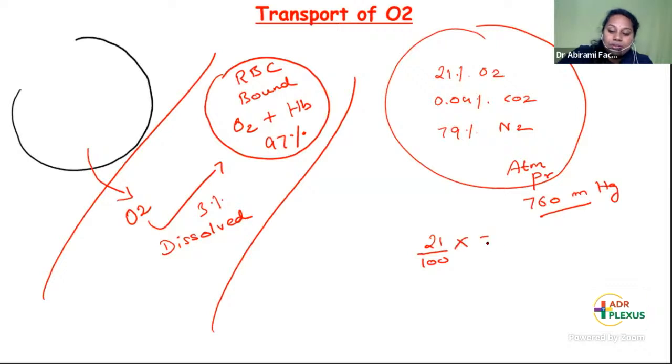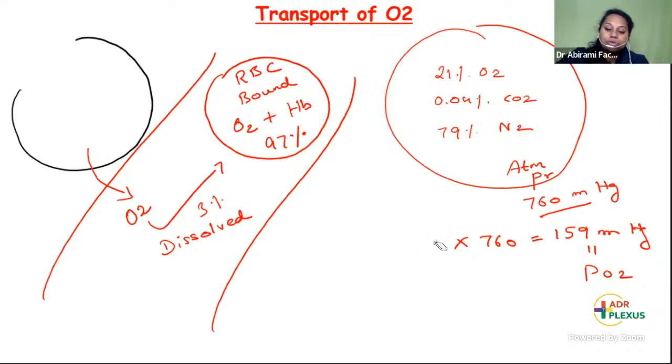21% of 760 is equal to nearly 159 millimeters of mercury. So the partial pressure of oxygen in this atmosphere is, out of the 760, 159 millimeters of mercury contributed by oxygen. That is called its partial pressure. So that's why we use the term P. P means partial pressure of the gases.